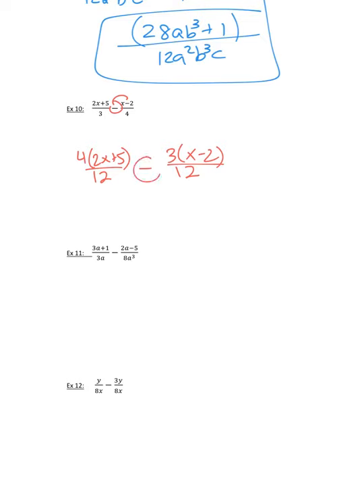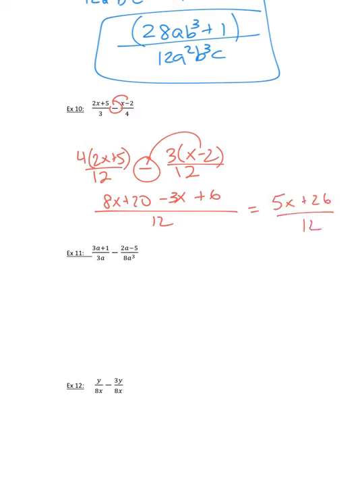But remember, this 3 is actually a negative 3 that's going to distribute in here. So you're going to end up with 8x plus 20 minus 3x plus 6 all over 12. And that simplifies to give you 5x plus 26 all over 12. My numerator does not have a GCF. It's not difference of squares. So that's it.